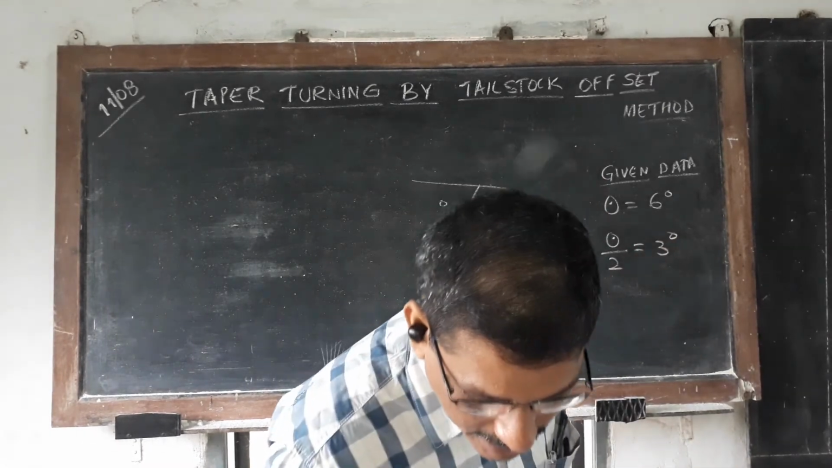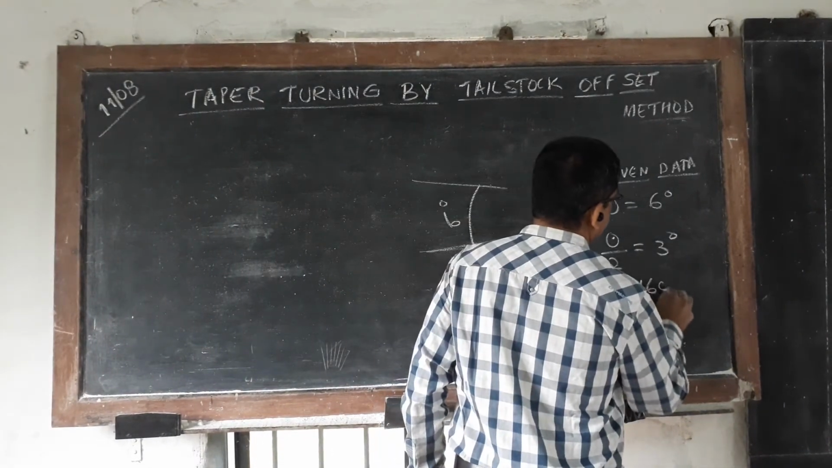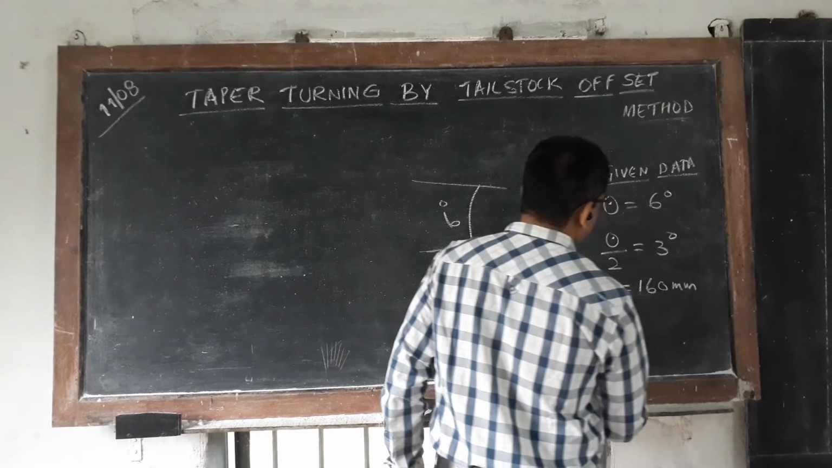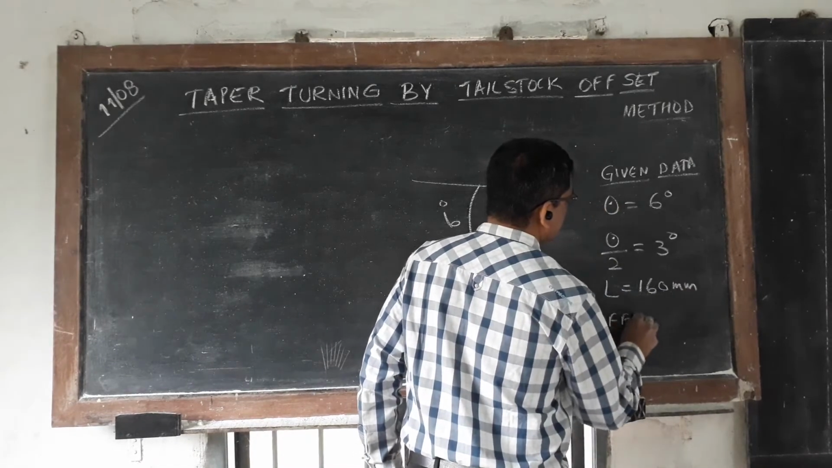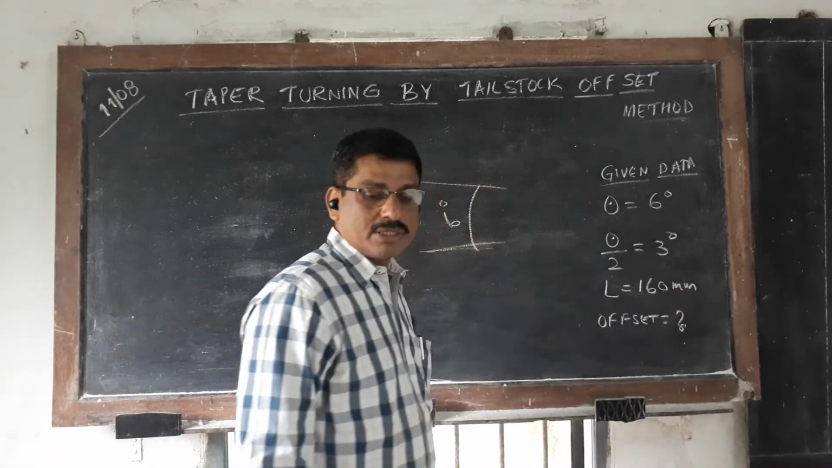Next, length is 160 mm. Offset is equal to, that you have to calculate. Offset is equal to how much?